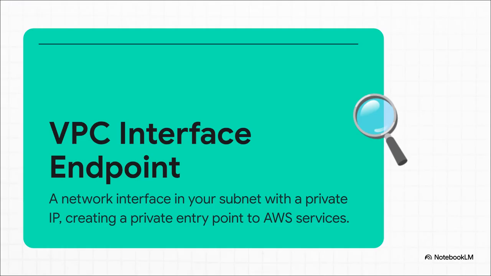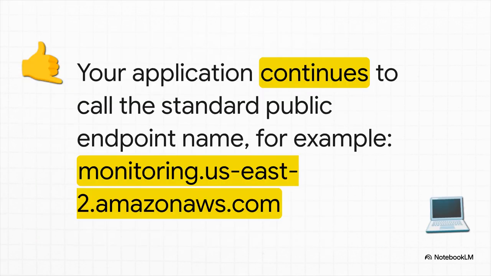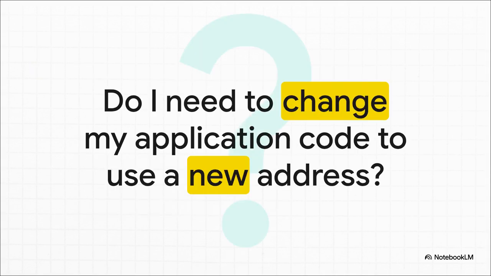The secret sauce is something called a VPC Interface Endpoint. Now that sounds a little technical, but just think of it as a private doorway. It's basically a network interface with a private IP from your own network that you place directly inside your VPC's subnet. It becomes the entry point, the doorway, to the service you want to reach. Now here's where things get really clever. Your application code doesn't need to know anything about this new private doorway. It just continues to make requests to the same old familiar public DNS name of the service, like the standard one for CloudWatch.